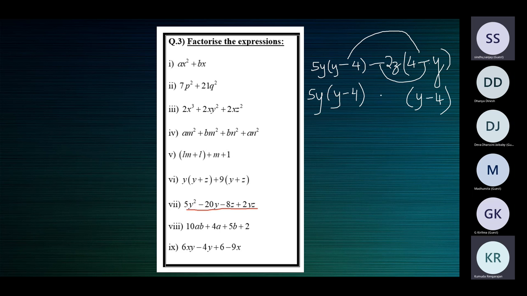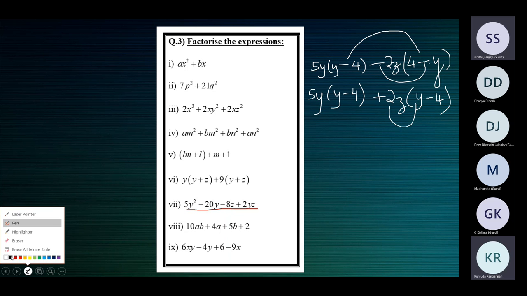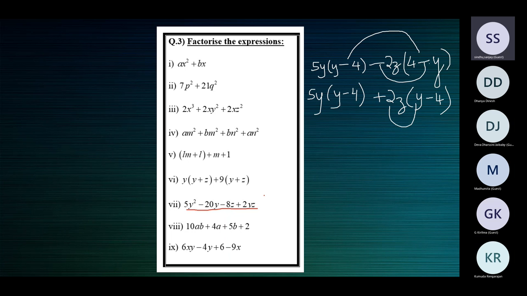Then this minus 2z outside, write it as plus 2z. Okay? Yes, ma'am. Now multiply this and see. What is plus 2z into y? Plus 2yz. Can you see the first term plus 2yz? Yes, ma'am. And what is plus 2z into minus 4? Minus 8z, ma'am. Do we have a minus 8z? Yes, ma'am. So we are getting the same terms.